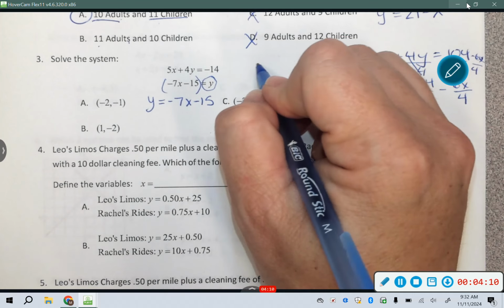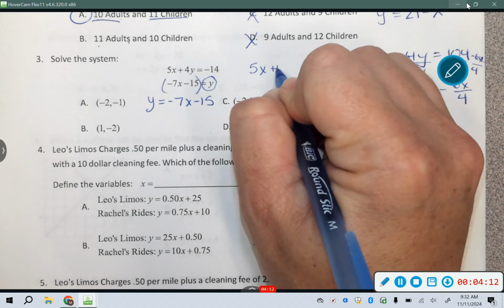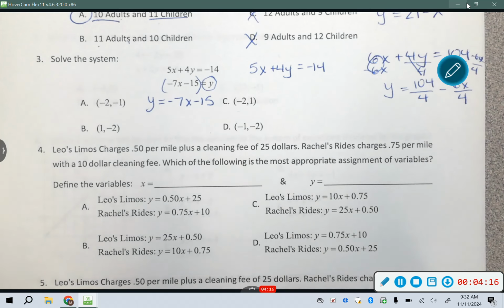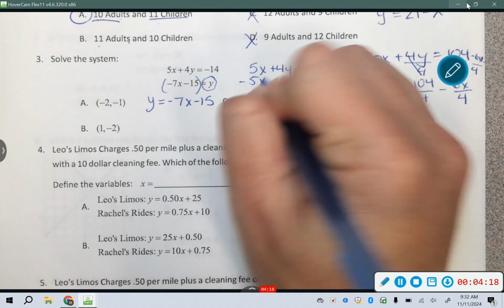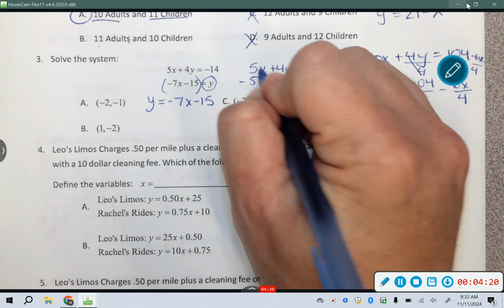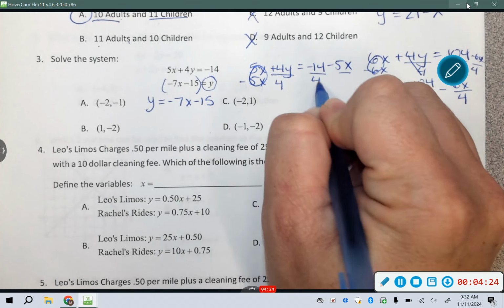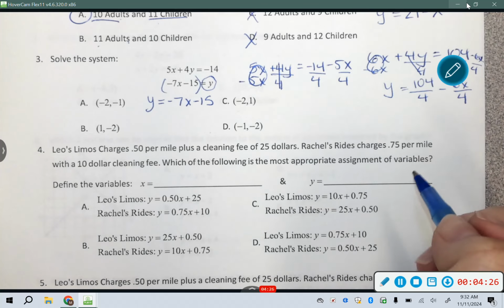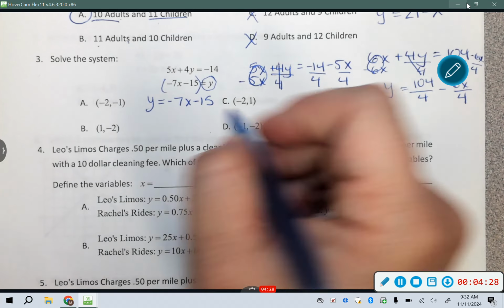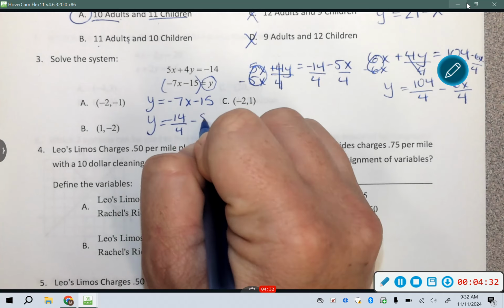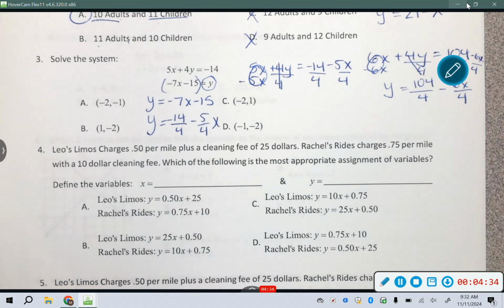Here, I have to solve for Y. So I have 5X plus 4Y equals negative 14. So remember, move my X, divide by Y. So minus 5X minus 5X, and divide everything by what's in front of Y, which is 4. And again, my calculator doesn't care if I simplify, so my second equation is Y equals negative 14 over 4 minus 5 over 4x. So back to my calculator.